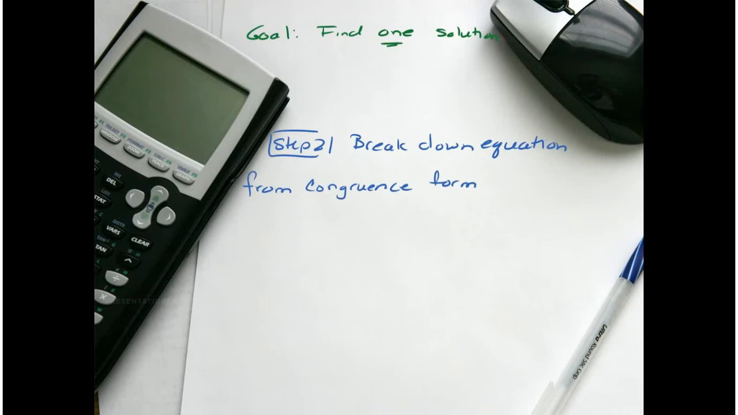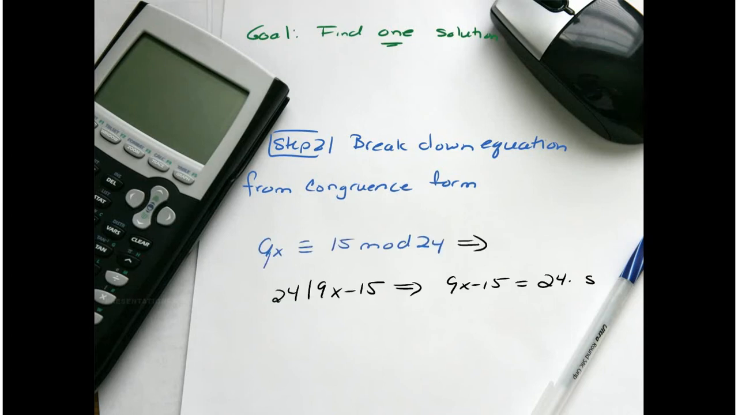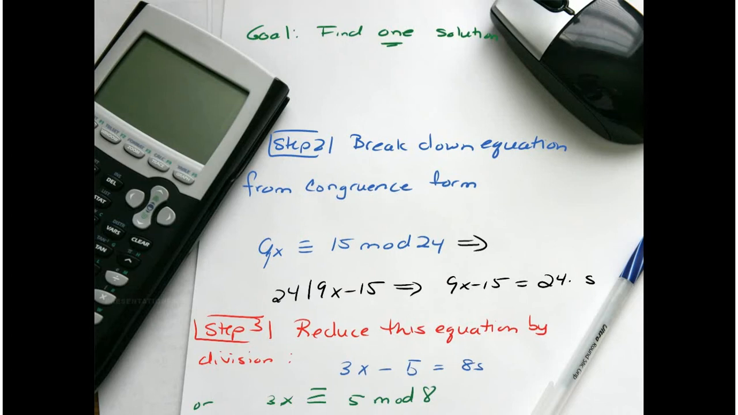So I'm going to break down the original equation in congruence form, and this was a step which was missing in my notes. Take the 9x congruent to 15 mod 24 and break it down. That means that 24 has to divide 9x minus 15, or that 9x minus 15 has to be a multiple of 24. I can actually reduce that equation by division, by dividing through by 3. So if I divide through by 3, I get 3x minus 5 is 8s, which can be recapitulated back into an equation of congruence form as 3x is congruent to 5 mod 8.